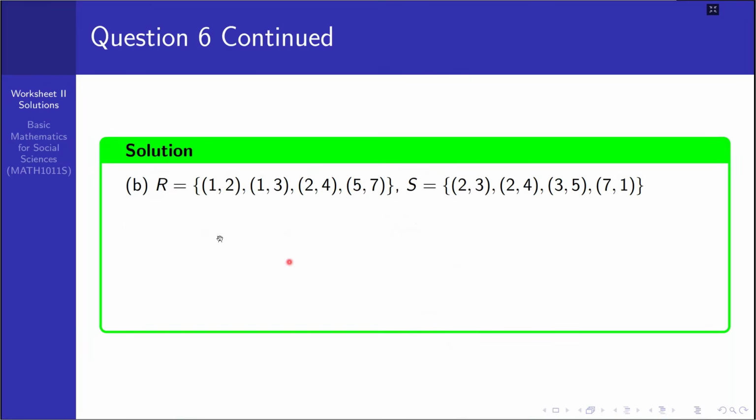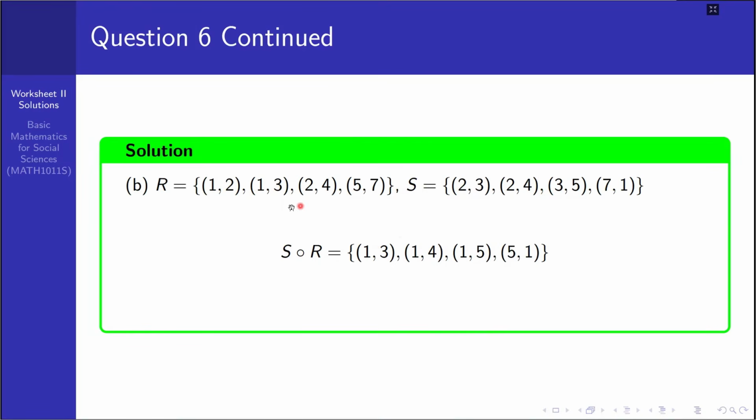Next, B. R is this one and S is given here. ስለዚህ S composed of R ምን ይሆናል? Let us start from R. We know that the image of 1 under R is 2 and the image of 2 under S could be 3, so that (1, 3) must be an element of S composed of R. Similarly again, the image of 1 under R is 3 and the image of 3 under S is 5, so that (1, 5) must be an element of S composed of R, (1, 5) here.